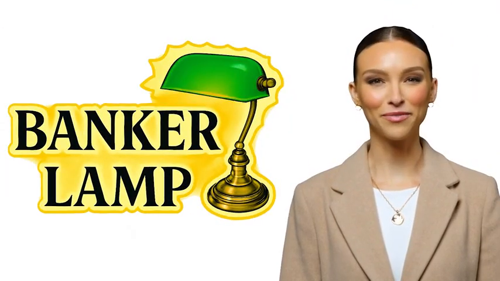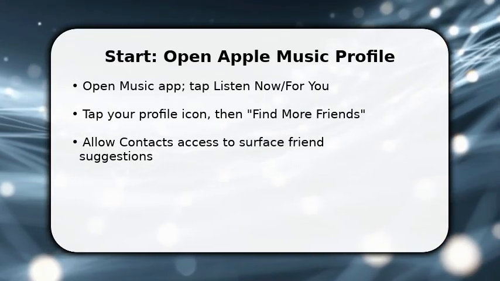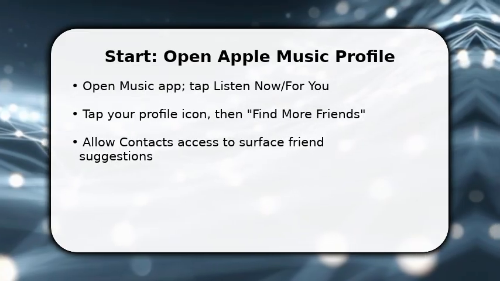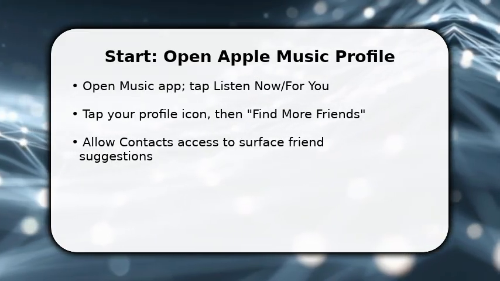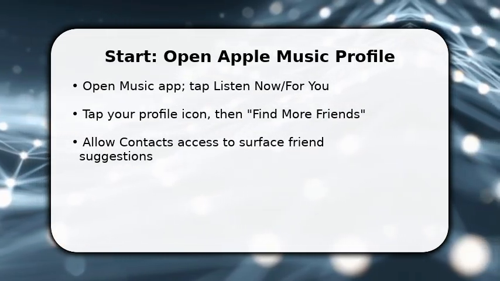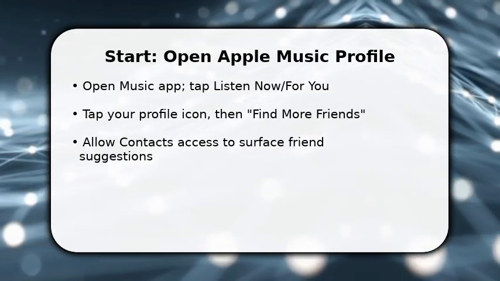Please enjoy the video. You start by opening the music app and going straight to Listen Now or For You. Tap your profile icon to access account controls. Once there, choose Find More Friends and immediately allow contacts permission when prompted so the app can match numbers and emails to Apple Music accounts. This is the first actionable step.